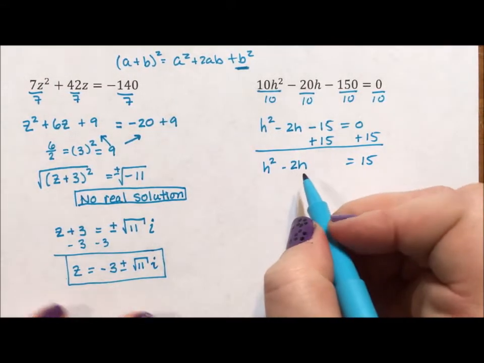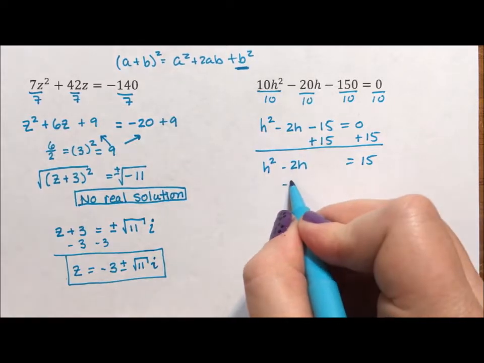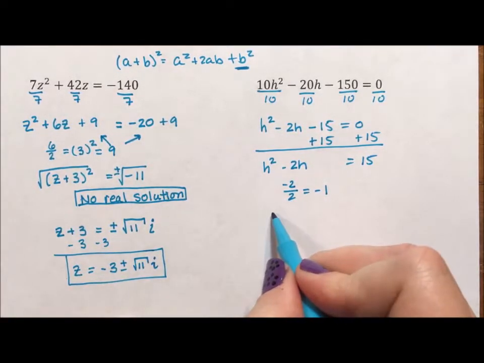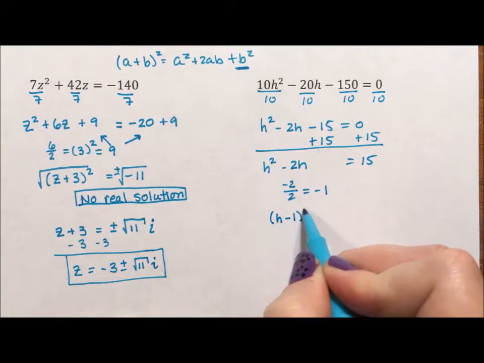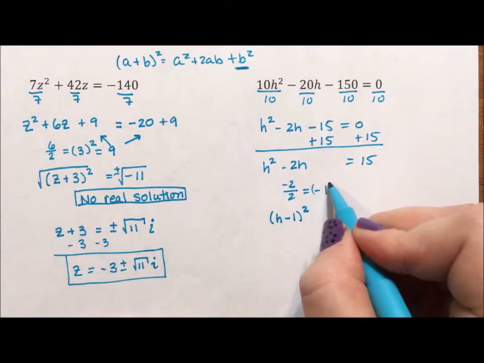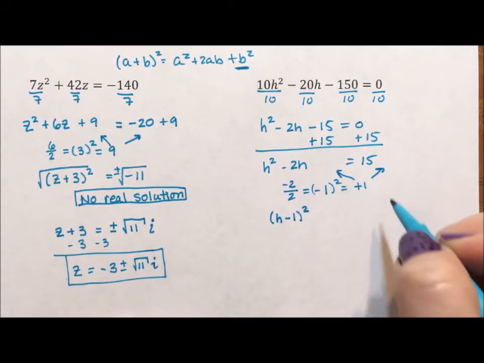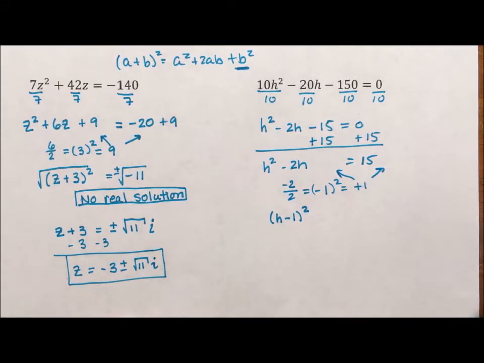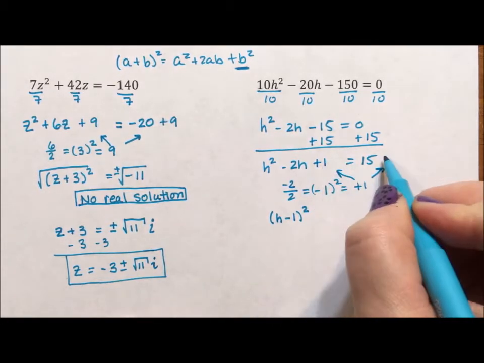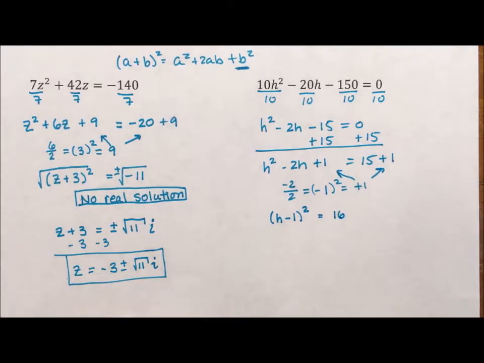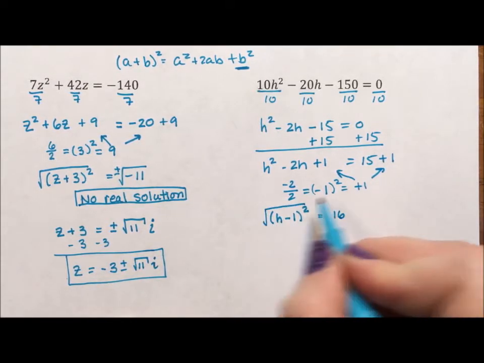All right, so now we do the same process. We take this middle number, this negative 2, and divide it in half to get negative 1. We want to turn the left-hand side into (h minus 1) squared. We take this negative 1 and square it. It becomes a positive 1, and that needs to be added to both sides of the equation so that my equation stays balanced. Plus 1 equals 16.